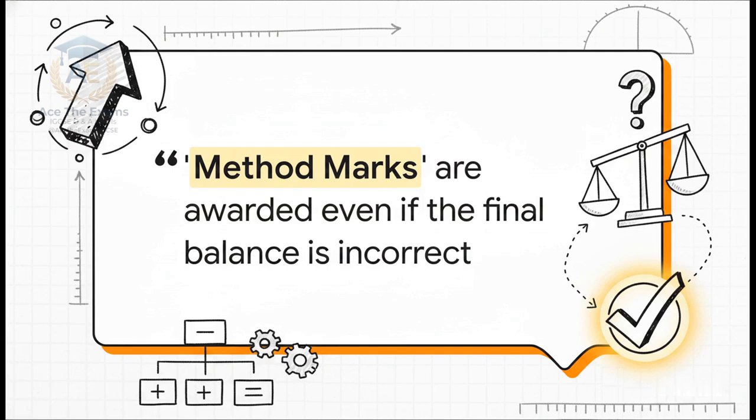Okay, listen closely to this rule, because it's a lifesaver. Method marks are awarded even if the final balance is totally incorrect, provided the logical flow is visible to the examiner. So the absolute most crucial point here is this: show your workings, especially when you're dealing with complex multi-step adjustments for depreciation or error corrections. Exactly. If you make a tiny arithmetic mistake on step 1, but you logically follow through all the remaining steps, that visible trail mathematically salvages your grade. Do not try to do the math entirely in your head. Prove your logic right there on the page.